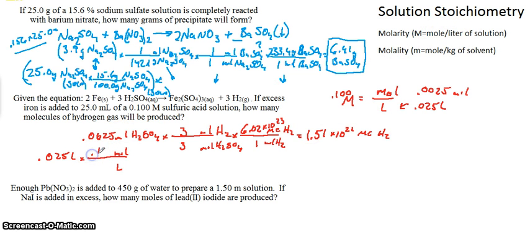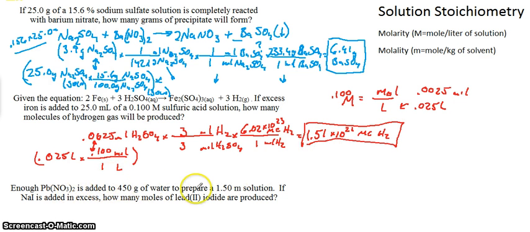So it's basically 0.100 moles per 1 liter. And again, if you multiply that out, you're going to get 0.0025, which is exactly what I did here. And then the rest of the problem is the same. And of course, my solution would be the same as well.